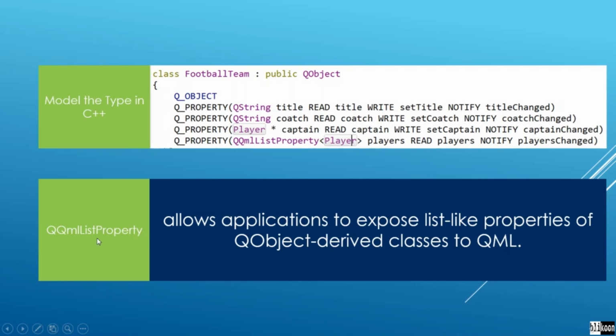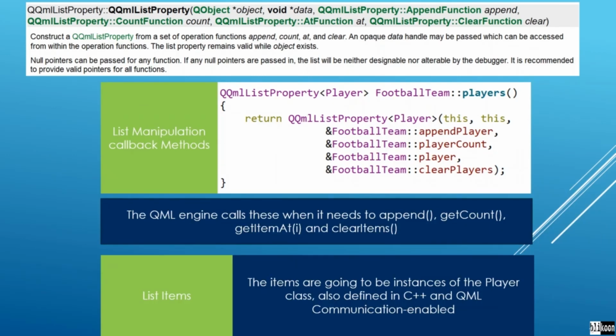And if you look down here, we made it very clear that QML list property allows applications to expose list-like properties of object-derived classes to QML. Our classes that we are going to use here, and any class you really want to expose from C++, should derive from QObject. You already know this. You now know that you must create your class and give it a bunch of properties, and one of the properties is going to be the property that is going to take a list.